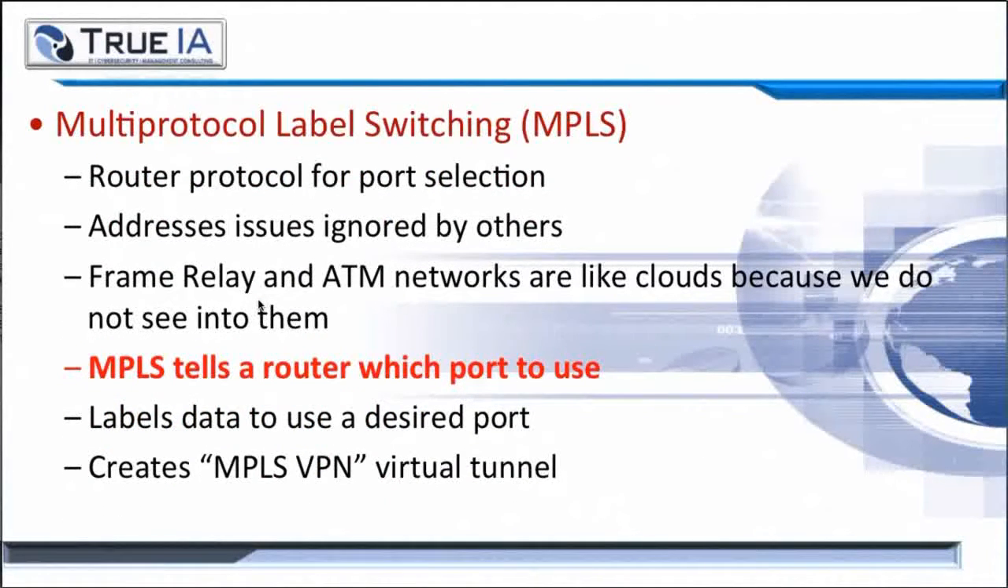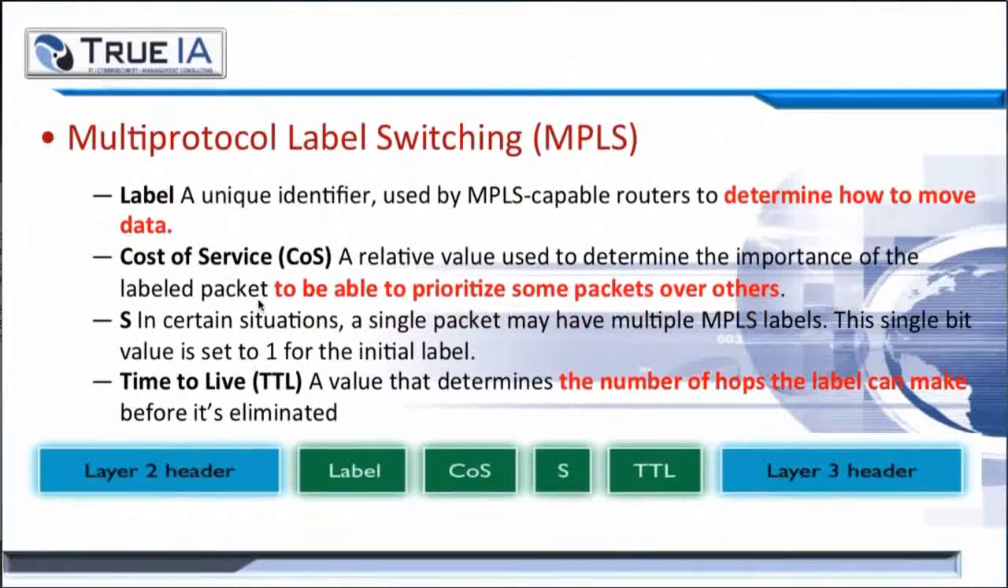Next, multi-protocol label switching, or MPLS. This is a router protocol for port selection. It addresses the issues ignored by ATM and frame relay. MPLS tells the router which port to use. It labels the data to use a specific desired port. This creates the MPLS VPN, a virtual tunnel.